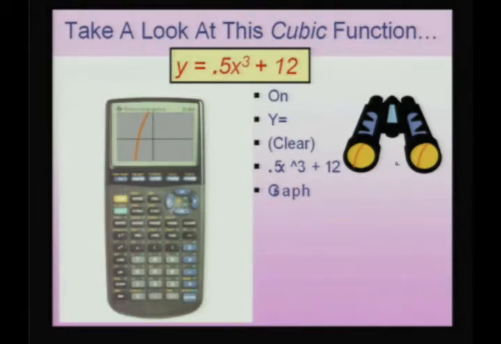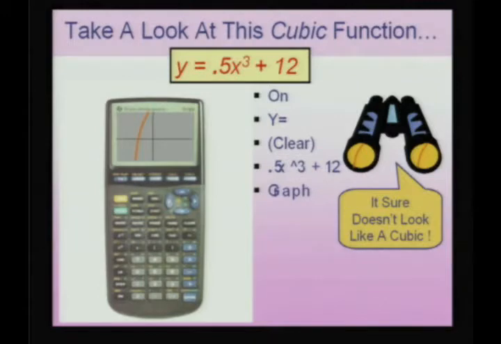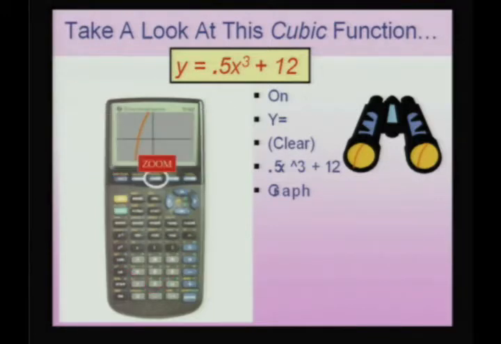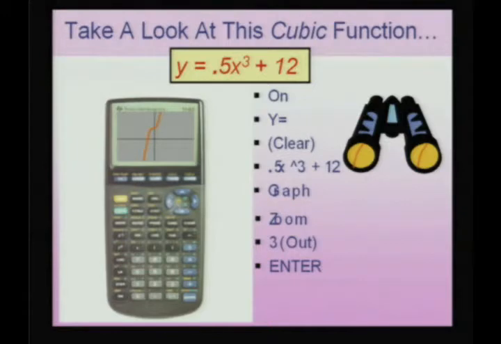So one of the things you can do, it worked, it's just that you're in too close. Well, why don't you fix it? Now, we can do that. Use your buddy's zoom. So I actually hit the zoom button, and in this case, I would either cursor to zoom out or hit the number 3, and it would zoom out. I have to hit enter. And you see that the picture changes, and it does look like a cubic.